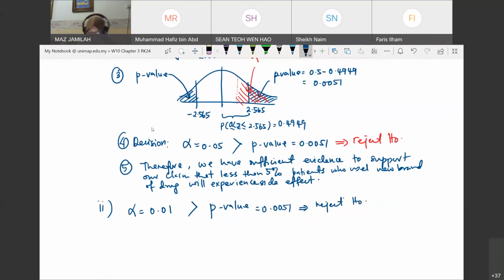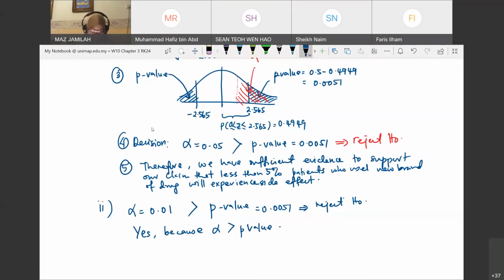So how can you answer? Without any calculation, can we reject? No, sorry, yes, we can reject. Why? Because alpha is larger than the p-value. That's it. That is how you can answer the second question.